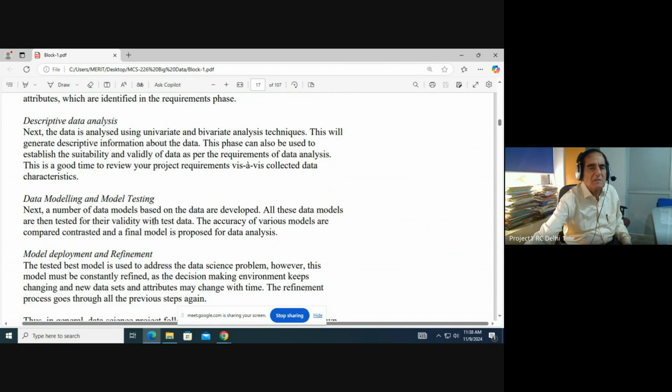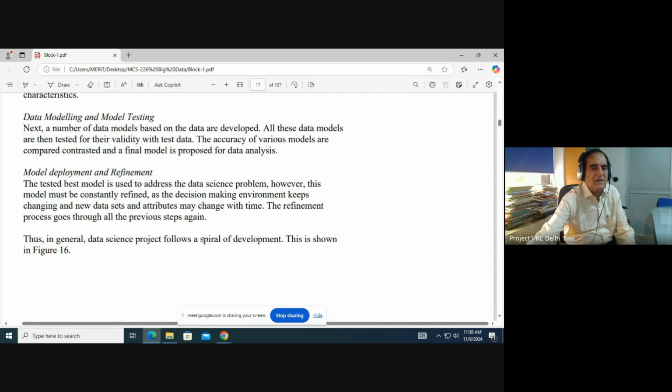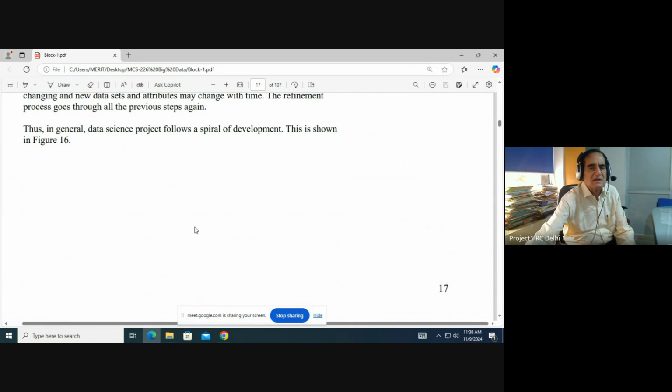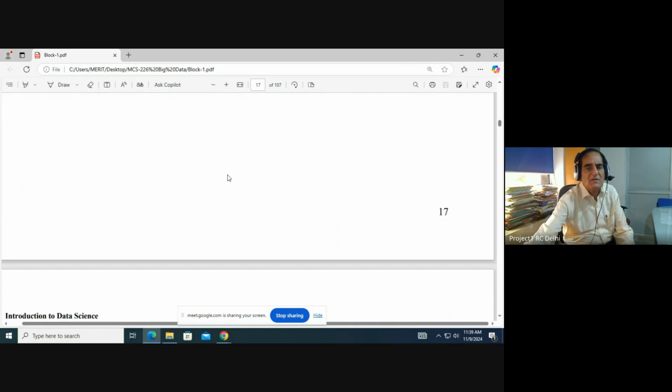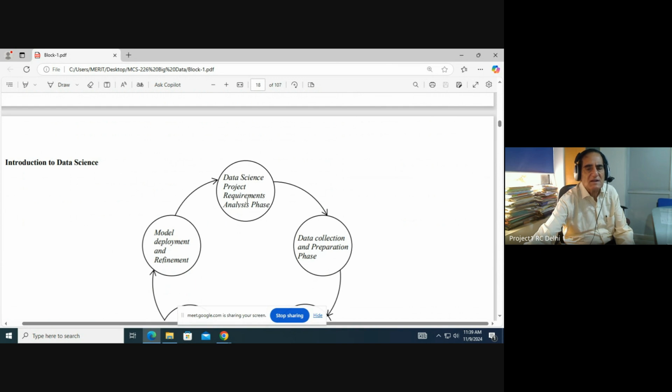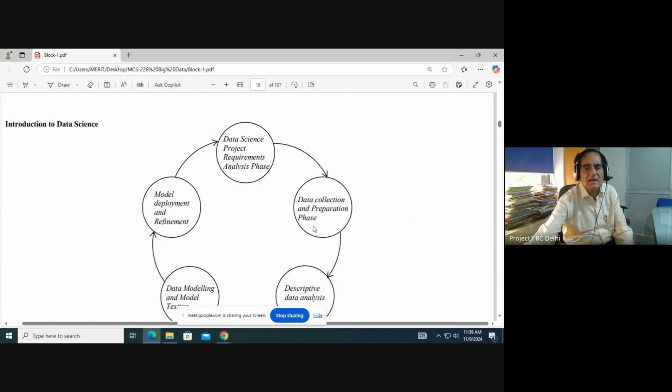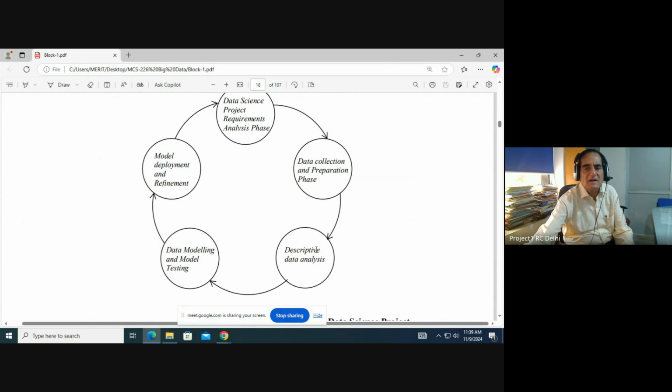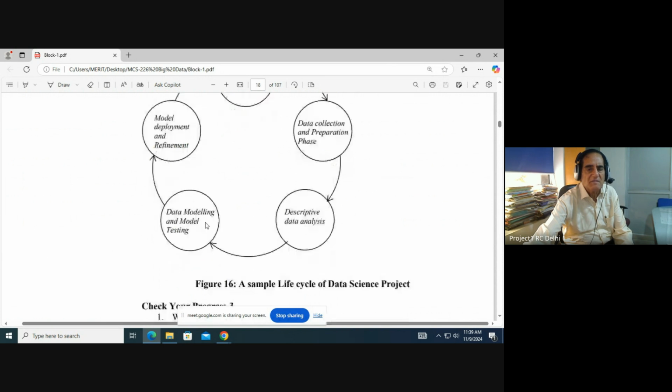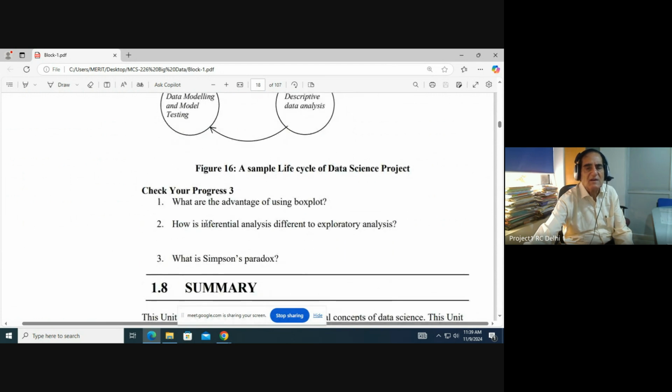Next, a number of data models based on the data are developed. All these data models are then tested for their validity, then model deployment and refinement. A data science project follows a spiral of development. This is the data science project: requirement analysis, data collection and preparation, descriptive data analysis, data modeling and model testing, model deployment, and this is the cycle which is used. This is the life cycle of data, a simple life cycle of data science.